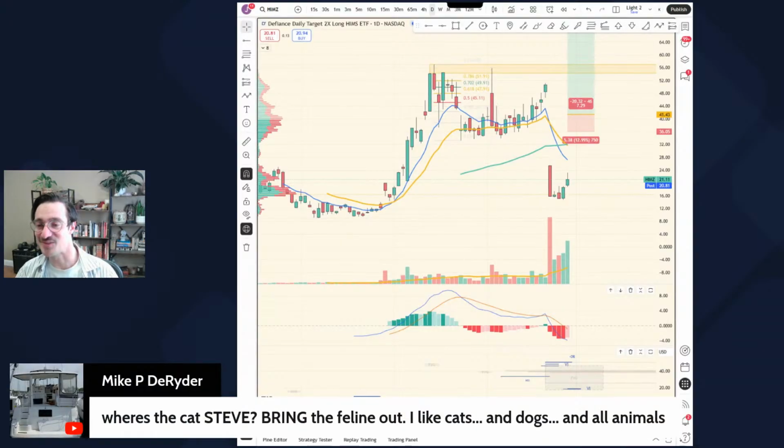Where's the cat? The cat is out in the yard. The cat, she's on probation. She got a bird yesterday, so now she has the bell around her collar and she hates it. So that's where the cat is. Next week I'll bring the cat.